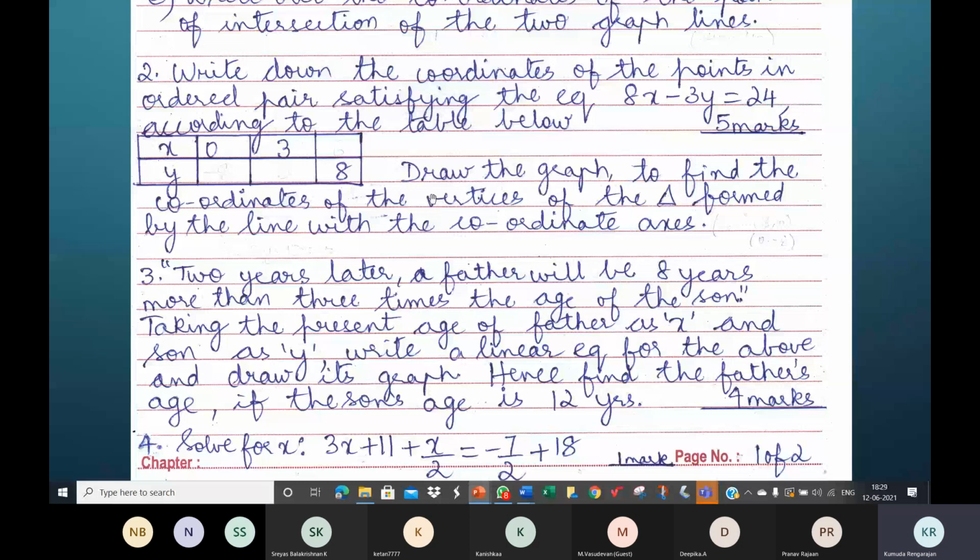The important thing is this one. Draw the graph to find the coordinates of the vertices of the triangle formed by the line with the coordinate axis. Let's see how you understand this. Please make the graph of this one.